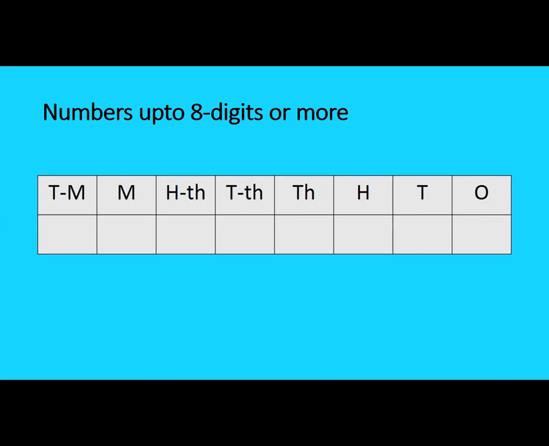Here is a place value chart up to 8 digits. Numbers are not written over here, but the place values are written over here. We will start from the right side: ones, tens, H for hundreds, TH for thousands, then 10,000s, 100,000s, millions and 10 millions. You know all about this. This is a place value chart.